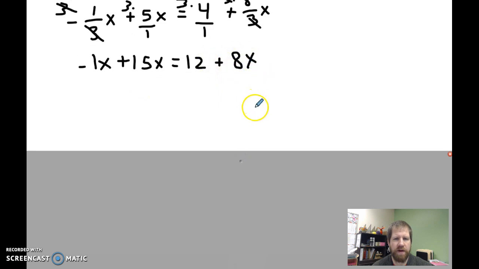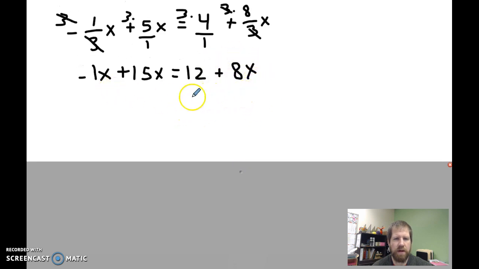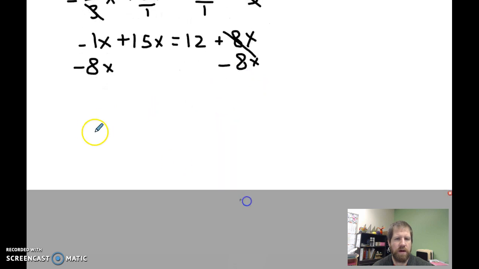Now move all your variables to the same side. Again, I've got a really big, large number of x over here and a smaller number over here, even though it's positive. These combined are going to be larger, so I'm going to move this one away. So I'm going to subtract 8x, subtract 8x, let's cancel, and now I'm going to bring my positive one to the front, 15x minus 1x minus 8x equals 12.